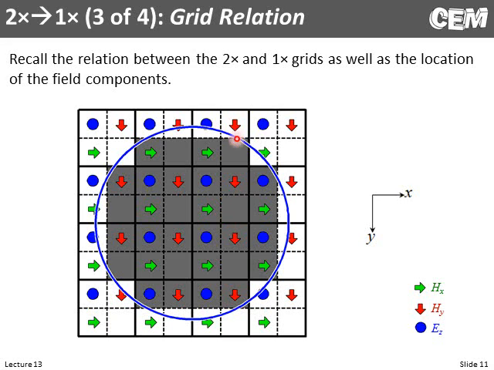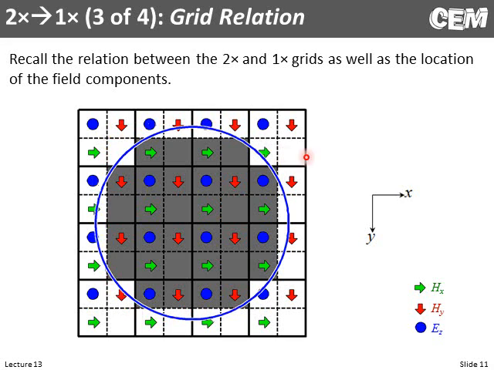So this is a great picture. The dashed lines show the divisions between the 2x grid. The thick black lines show a cell on the 1x grid. And of course we see our field component placement. And then we also show the dielectric cylinder.